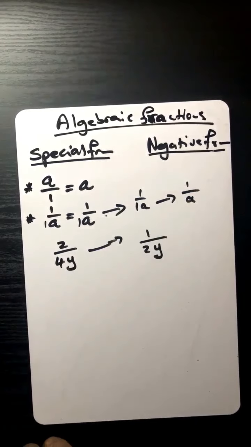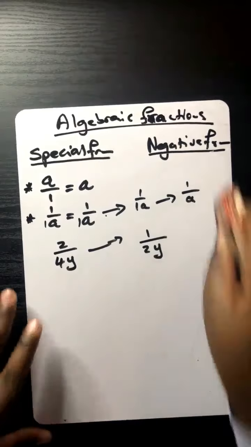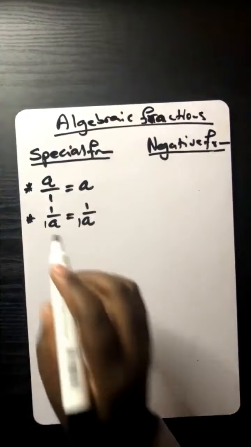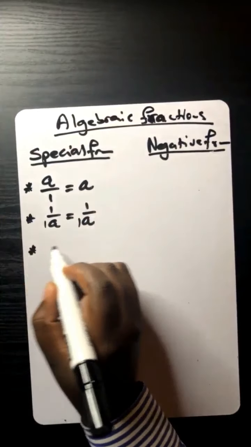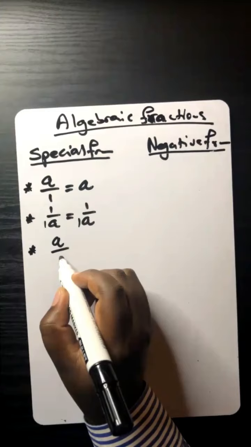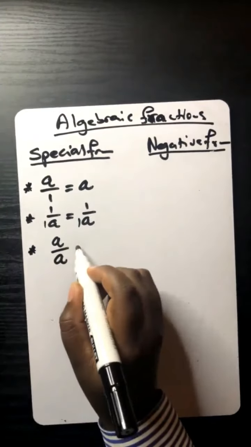So I think you've got an idea now. So let's now move to the other part. Yes, sir. And then now, what will be a divided by a? What will this one be?